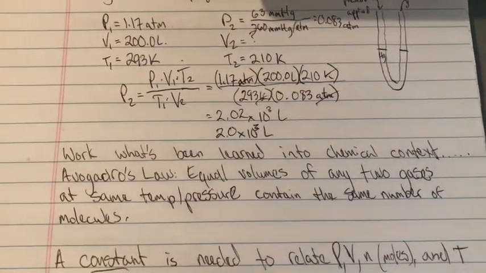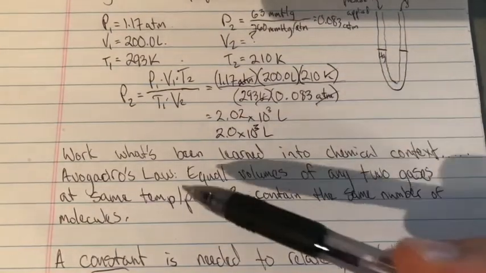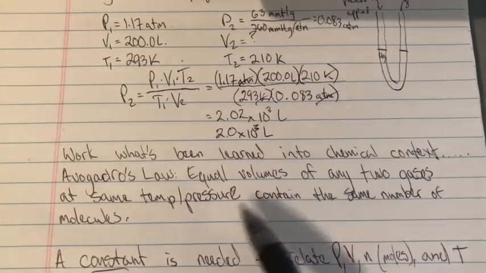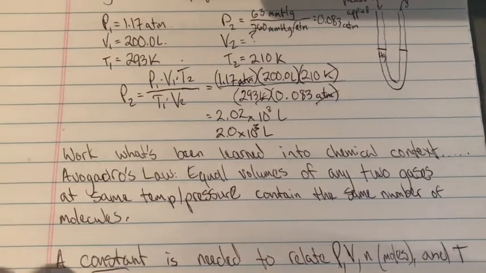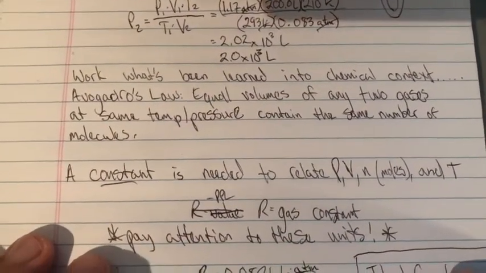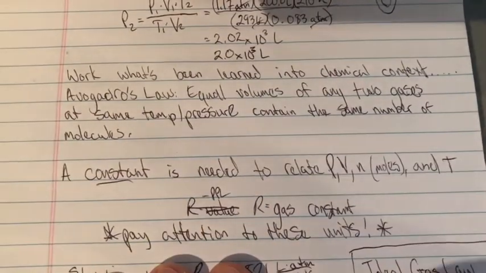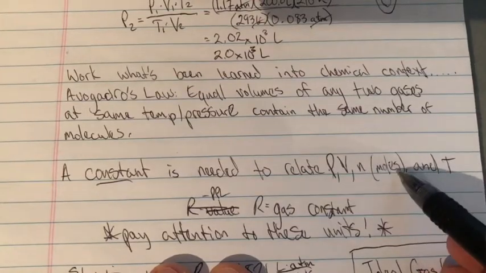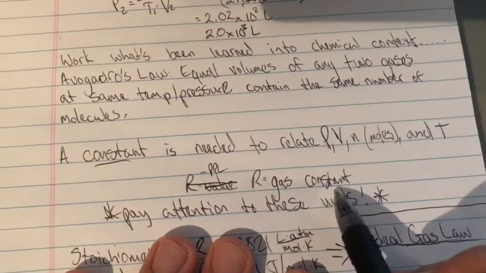So let's work into chemistry. What's been learned here? Avogadro's law states that equal volumes of any two gases at the same temperature and pressure contain the same number of molecules. So a constant is needed to relate pressure, volume, moles, and then temperature. So in comes the gas constant.